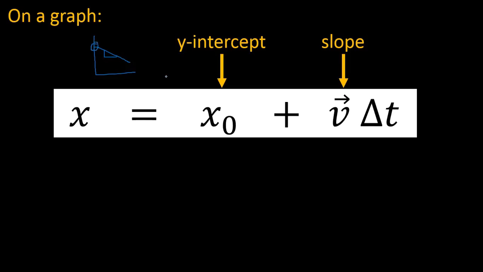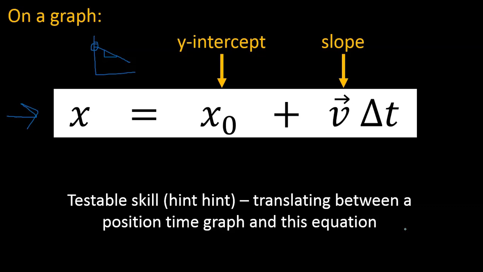You should also be able to do the opposite. If I give you this equation, you should be able to sketch what the graphs look like based on the fact that we will immediately know where this graph starts and the slope of the line continuing forward. So keep that in mind. This equation directly relates to our graph.